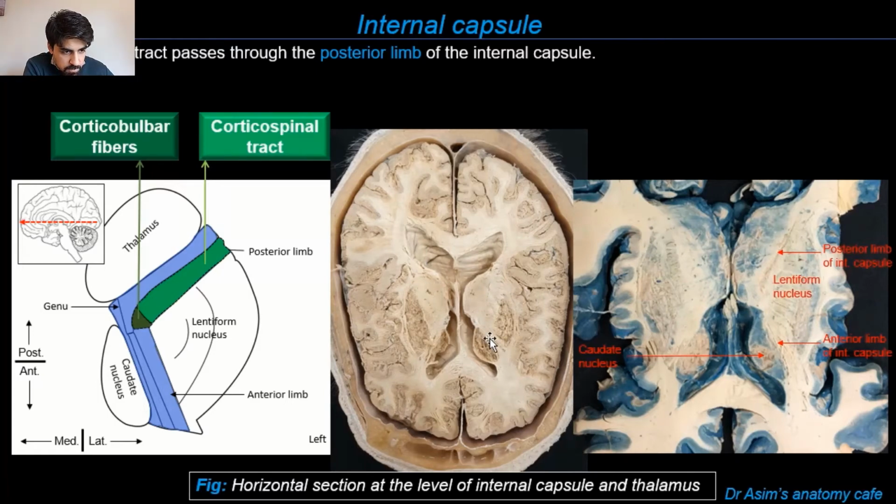This is the V-shaped internal capsule. The posterior limb of the internal capsule is over here, which is sandwiched between the lentiform nucleus on the lateral side, and you can see the bumpy thalamus on the medial side. On the anterior side over here, this is the head of the caudate nucleus, and you can see the internal capsule is going to be medially related to the thalamus and to the caudate nucleus, whereas laterally it would be related to the lentiform nucleus. The corticospinal tract fibers, as we mentioned, would pass through the posterior limb of the internal capsule.